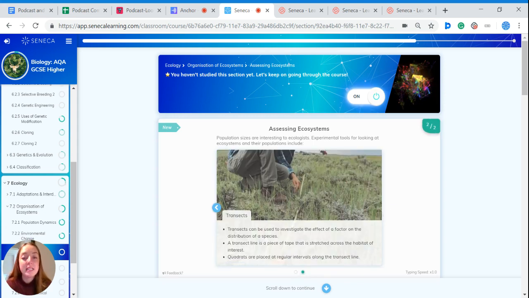Another one is transects. And transects can be used to investigate the effect of a factor on the distribution of a species. A transect line is a piece of tape that is stretched across the habitat of interest, and quadrats are placed at regular intervals along the transect line. So if you've got a big area that you want to cover, you can use a transect to see if the species that are present change throughout that habitat.